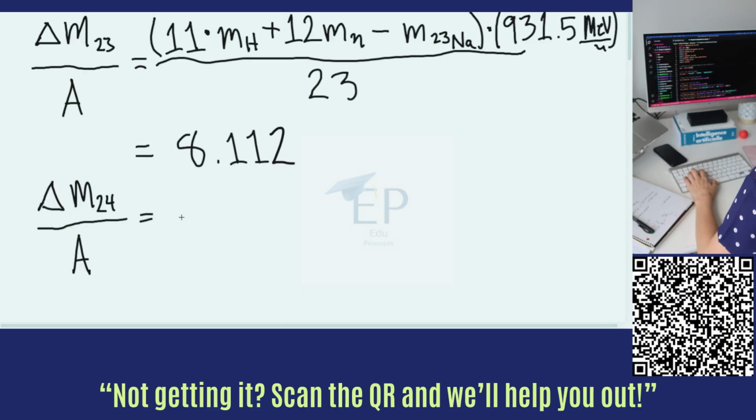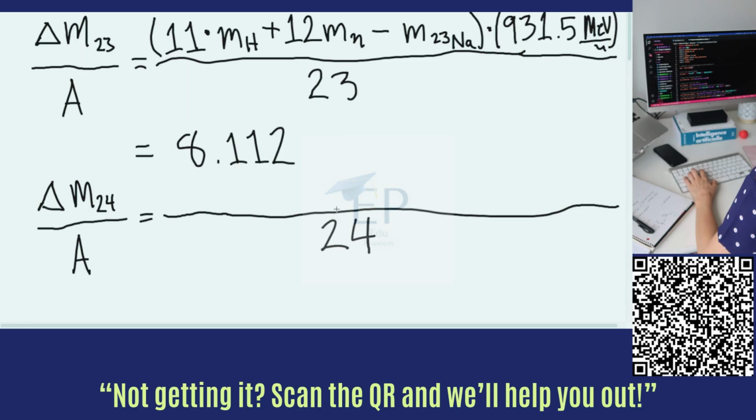We do the same procedure now for the sodium-24 isotope. Draw ourselves a nice big division line. 24 nucleons in a sodium-24 isotope. We can put that at the bottom real quick. Same number of protons in this compound. So we have 11 masses of hydrogen atoms, but this time there are 13 neutrons.